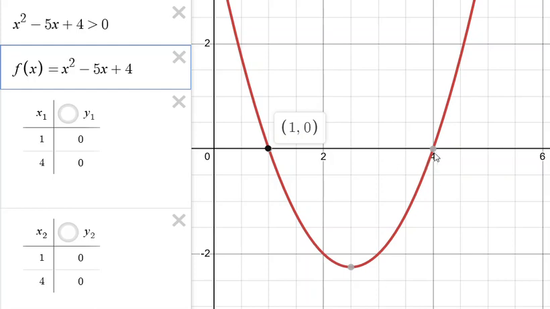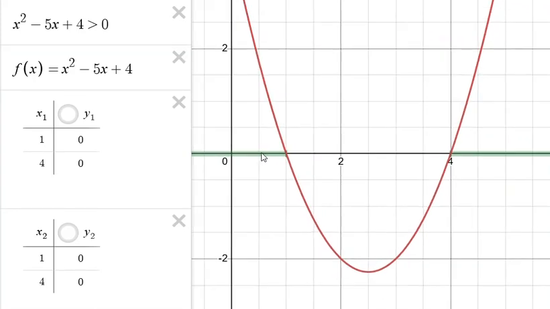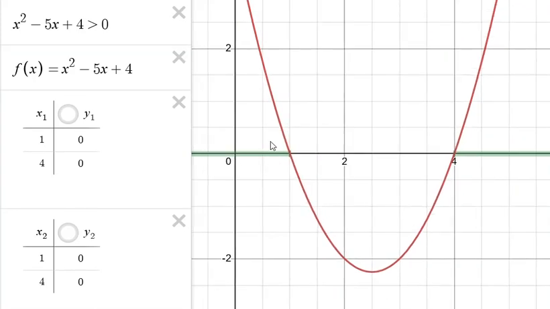All right, we have the same two x-intercepts, right? So those are going to be involved. Let's go ahead and highlight the solution set. You see that? It's the values on the x-axis that correspond to the parts of the graph that are above the x-axis.